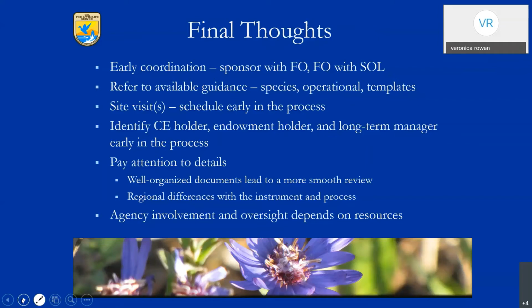And if the agencies don't think that it's a proposal that they would be able to approve in the long term. Please refer to the available guidance. Current guidance for conservation banks for the Fish and Wildlife Service is the 2003 guidance for the establishment and operation of conservation banks. That is something you can find on the Fish and Wildlife Service website.